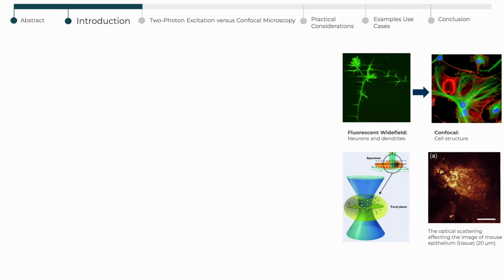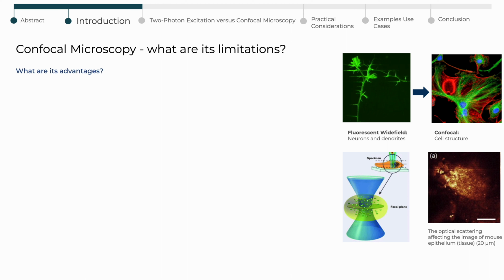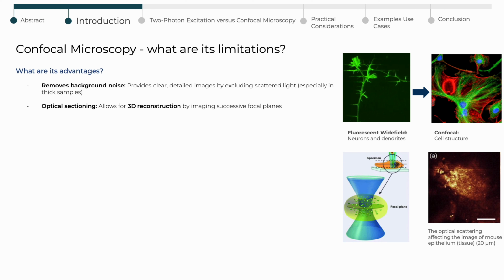And next up, let's talk about confocal microscopy. What are its limitations? But before we specifically address the limitations, let's talk about its advantages. So first of all, we have the removal of background noise with the use of the pinhole, which provides clear, detailed images because the scattered light is now mostly excluded, especially in thicker samples.